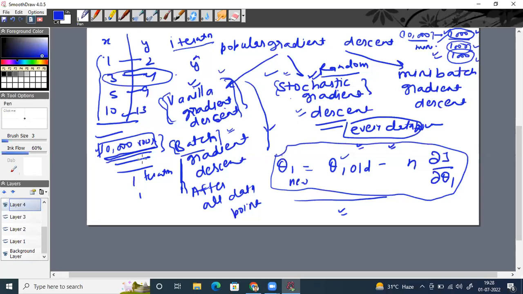In vanilla, after the entire data points are covered, this will be updated. Then wait again for 10,000 rows to be covered. Okay. Stochastic: one data point gone, update. Second data point gone, update. Third data point gone, update.